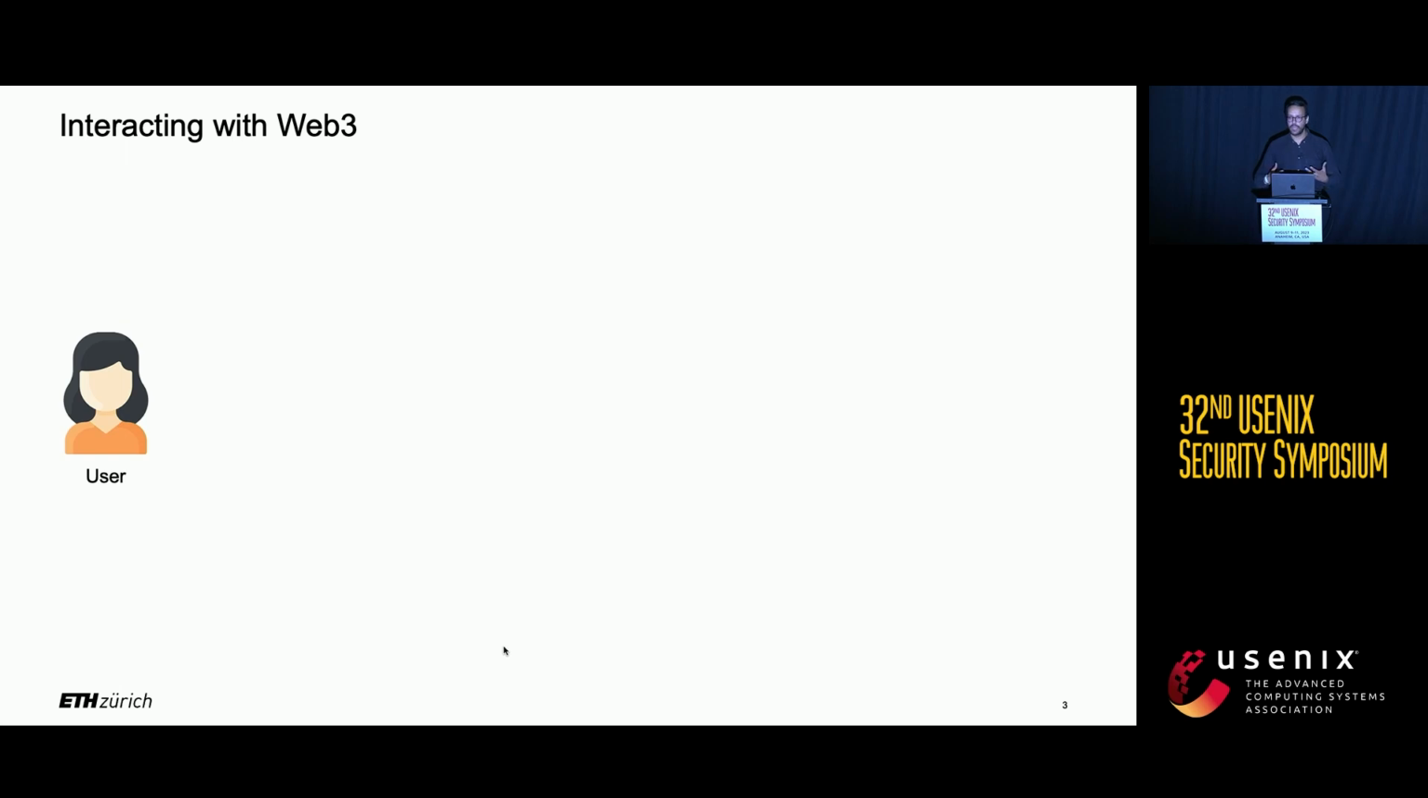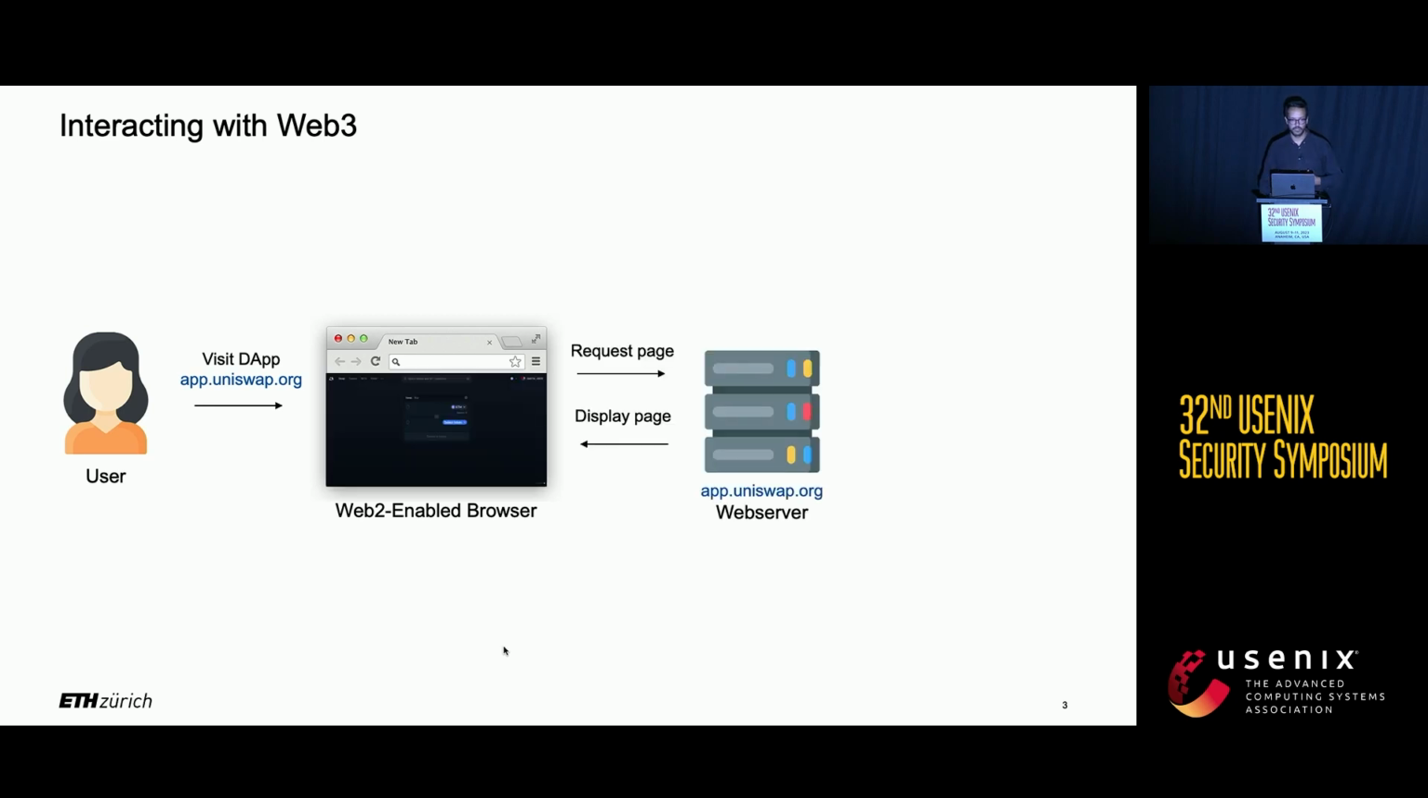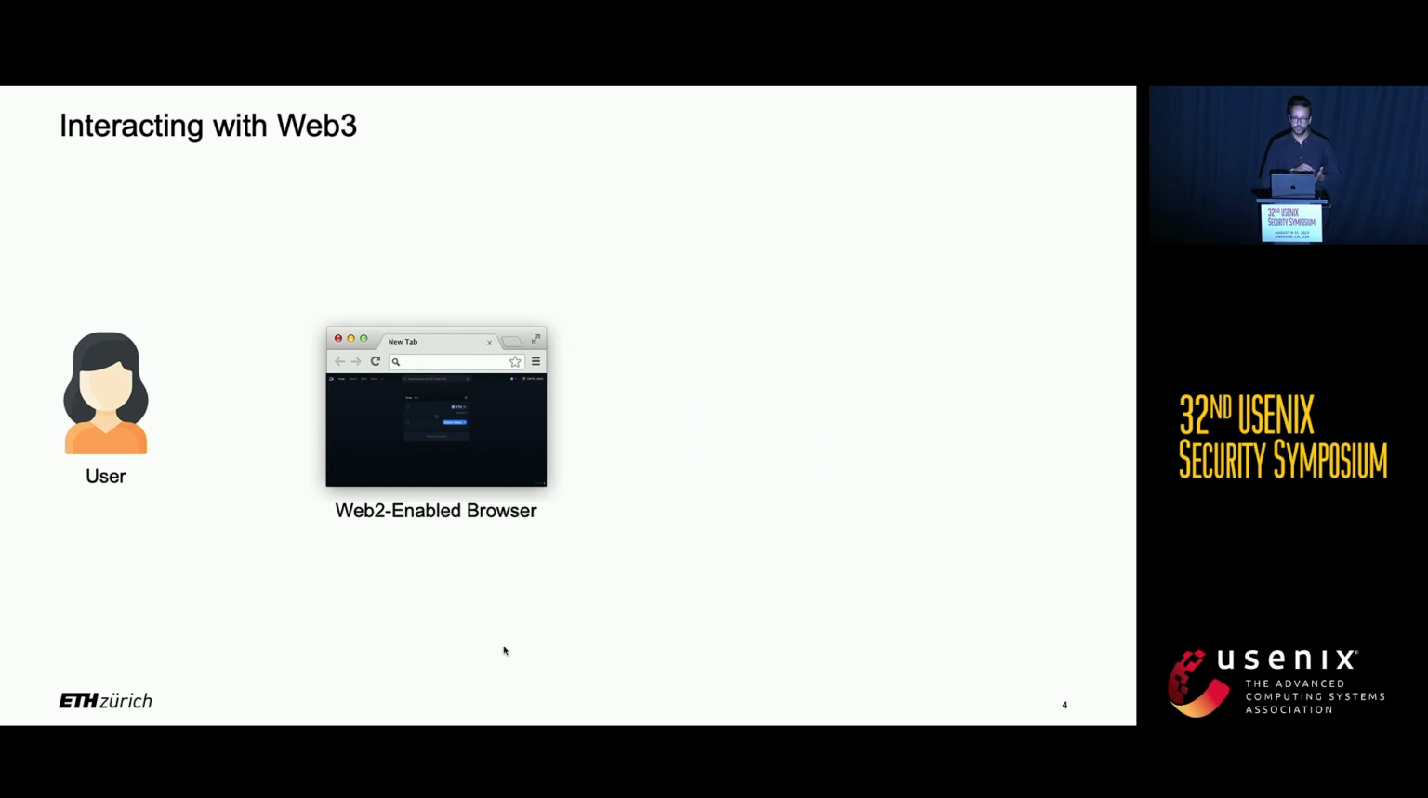Now, how do you interact with Web3? How does it work? So we have our user, we have our simple Web2 enabled browsers, such as Google Chrome, for example. And the user, when he wants to interact with the D-app, simply visits a website, and the browser will request this page and display this page. Okay, so far, no Web3 stuff involved here. So we have this Web2 enabled browser, and we need to turn this into a Web3 enabled browser.